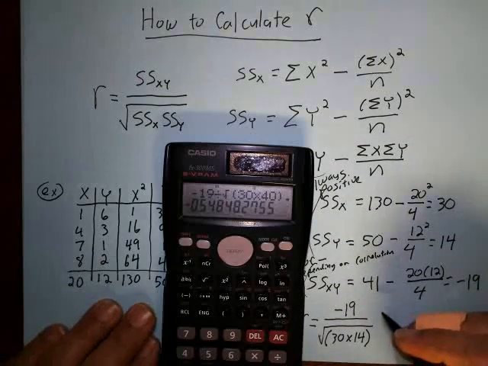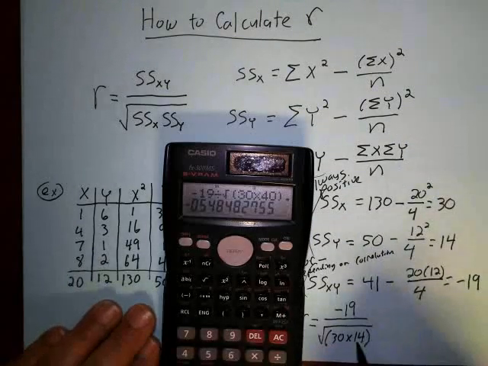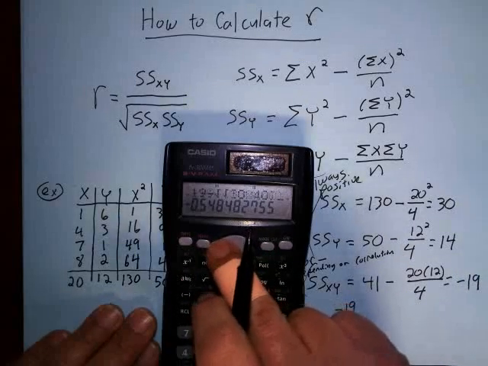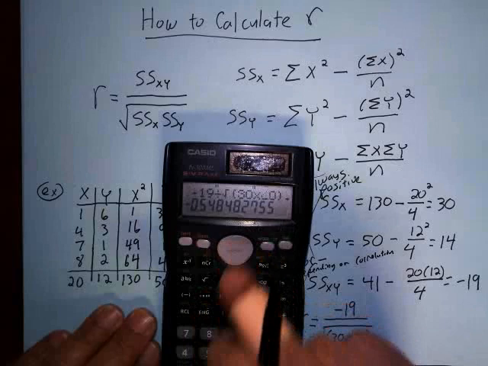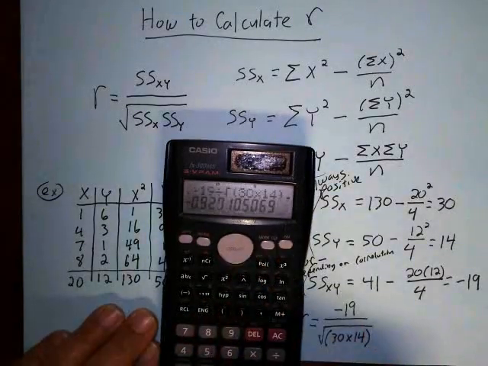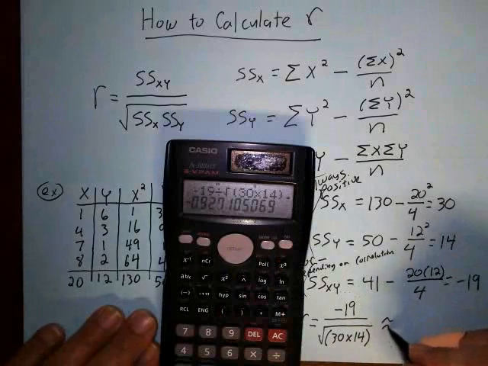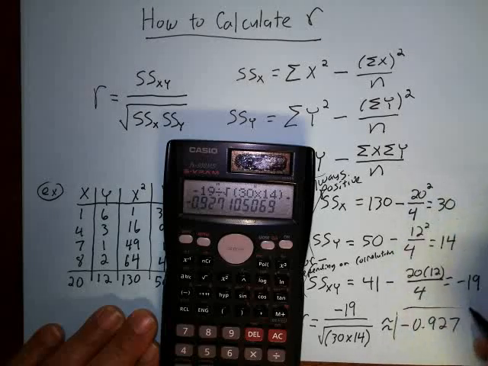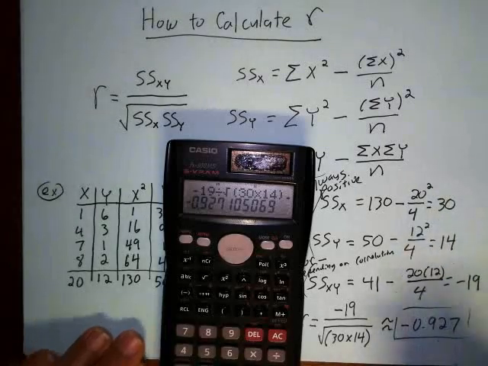And then when I do, oh, that's actually wrong. That should be 14. I'm like, that's not right. This has a stronger correlation. So this should have been 14. So I just put it in wrong. So click equals, and there we go. So what is my R? It's negative 0.927.